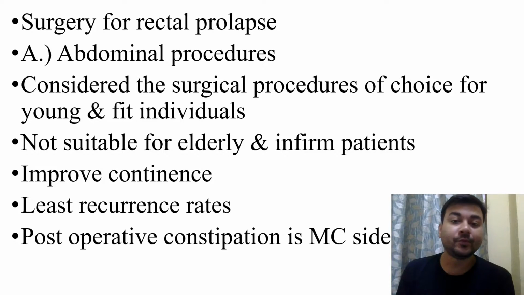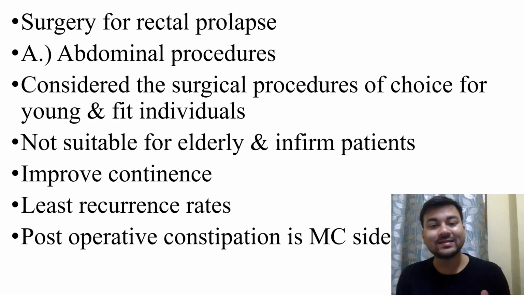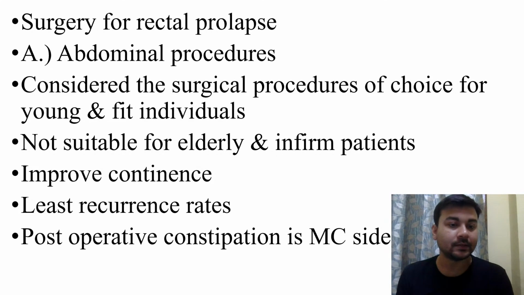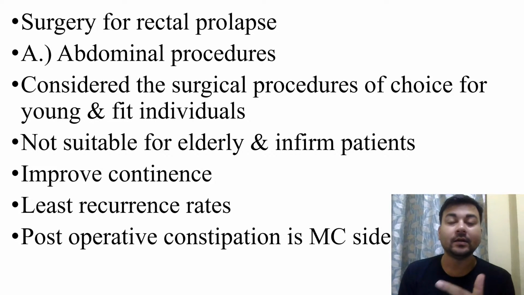Abdominal procedures improve continence. Okay. And as it improves continence, the most common side effect of abdominal procedure is constipation. Okay. Now this is the difference between abdominal and perineal procedures. What is the difference? Abdominal procedure improves continence, whereas perineal procedure does not improve continence as much as abdominal procedure. That is why post-operative constipation is less with perineal procedure, whereas post-operative constipation is the most common side effect of abdominal procedure.